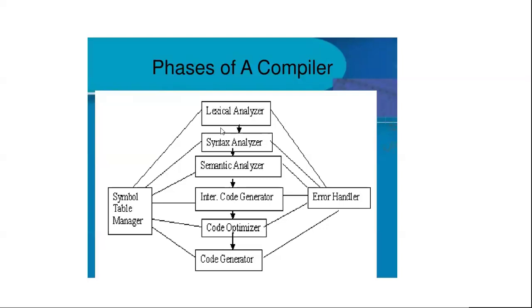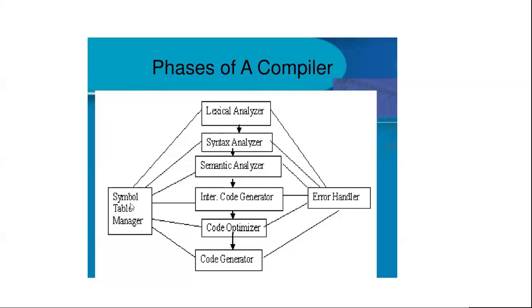And a compiler has around six phases: lexical analyzer, syntax analyzer, semantic analyzer, intermediate code generator, code optimizer, code generator. Apart from that, you can see a symbol table here and an error handler. The symbol table is used to store the whole program, and in each step, the lexical analyzer, syntax analyzer and semantic analyzer all use the symbol table.